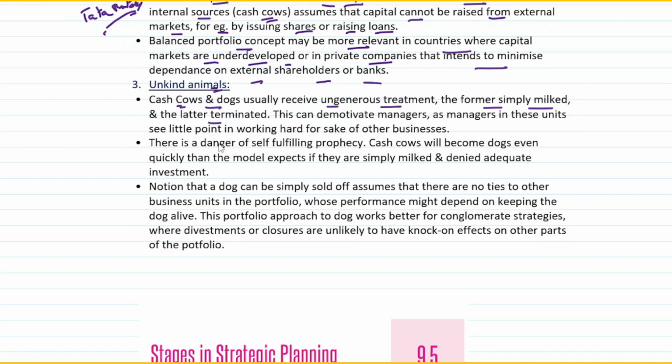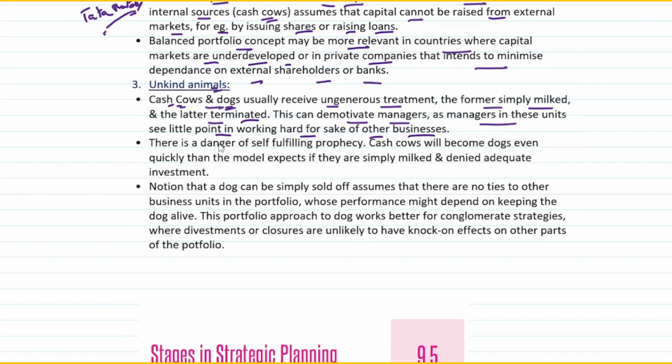Fine. And the latter are terminated. Latter here refers to dogs, and the dogs are believed to be terminated. This can demotivate managers, as managers in these units see little point in working hard for the sake of other businesses. So if I'm working in the category of cash cows or dogs, and cash cows generally are milked, that means they are used only for generating cash, and dogs are basically closed. Eventually the managers who are working here will get demotivated, and they would see no point in putting in hard work, because they know their business is not going to sustain anymore, and they don't want to work for other businesses because their growth has come to a standstill.